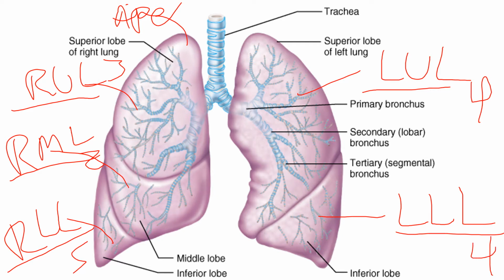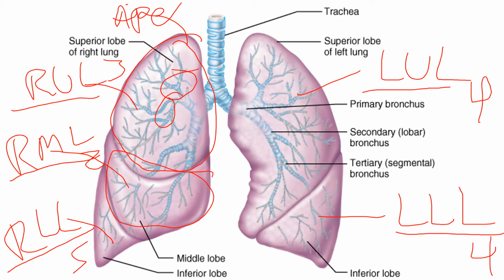I know that can get confusing, but just remember the difference: a segment is these sort of branches, right? These little branches that come off out of there. And then a lobe is the whole area. And so we like to look at that.